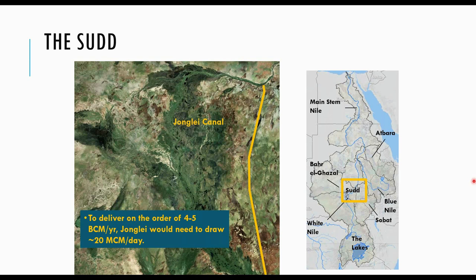So our interest in approaching this was to say, okay, first of all, never mind the Jongli Canal. Can we monitor and understand the water balance of the Sud, this massive, data-sparse, seasonally varying wetland? Then can we use that information to inform our estimates of what would happen to the area of this wetland if the Jongli were constructed, which again is of critical importance for certainly livelihoods as well as for biodiversity.